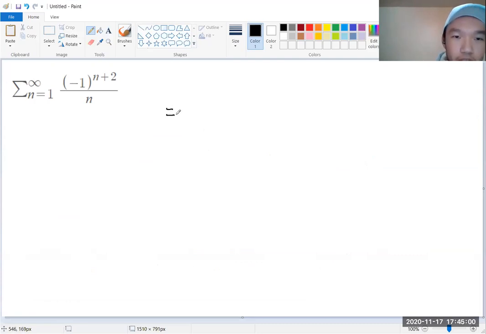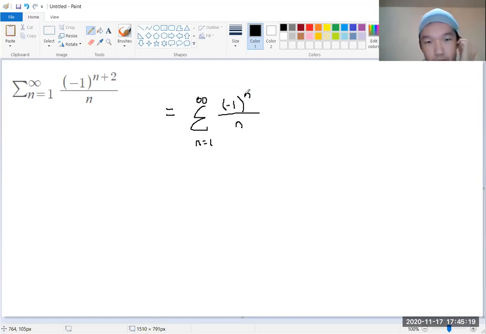Okay, so this would be equal to the summation n goes to 1 to infinity of, and so instead of writing (-1)^(n+2), I can just write (-1)^n. That is actually the same thing. Can you guys see that? Because the only thing that the (-1)^(n+2) does is it alternates the signs. So as long as you start with the same sign when you rewrite it, it's the same thing. Okay.